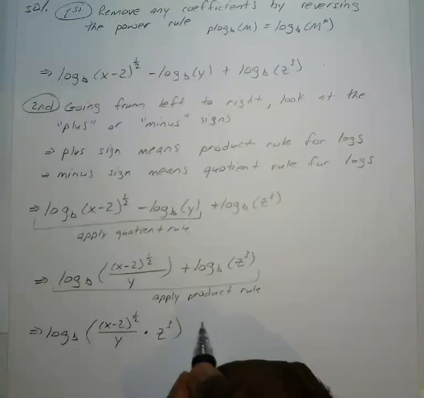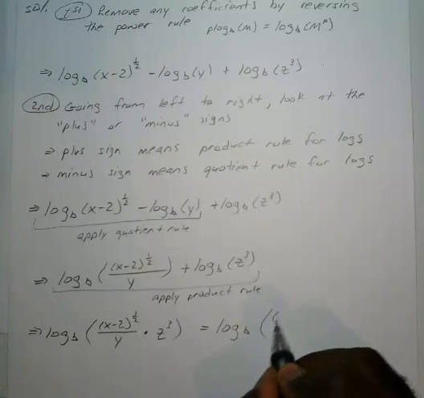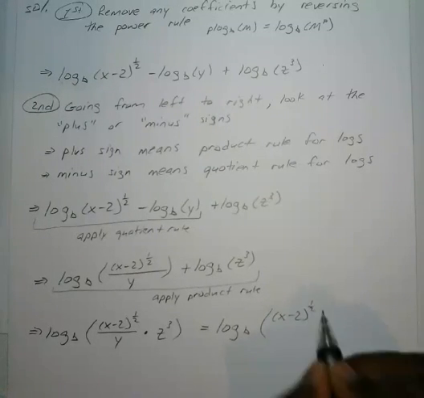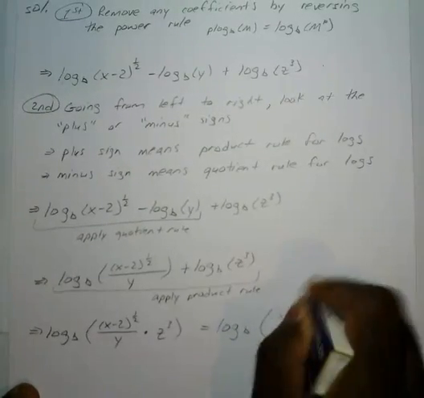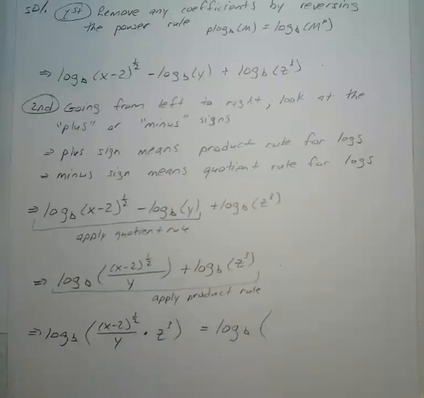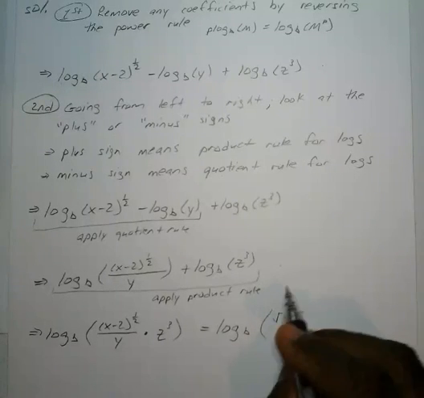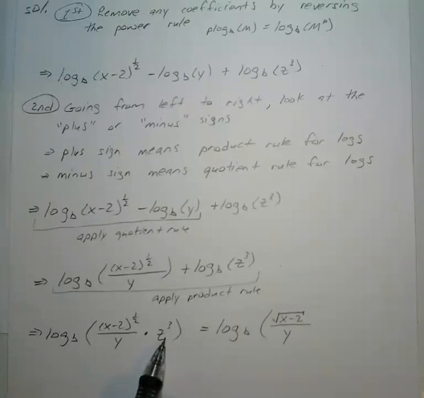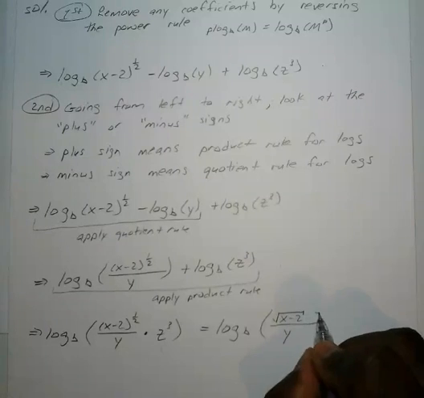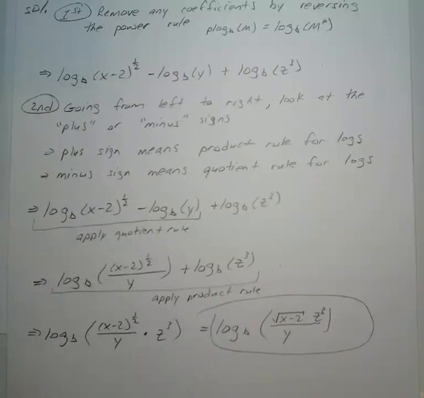Now to simplify that, you could just make it log base b of (x minus 2) to the 1/2 power, or if you wanted to, you could make it the square root of x minus 2. That's okay. So x minus 2 to the 1/2 power is just the square root of x minus 2. So you have the square root of x minus 2 over y times z to the 3rd. You can just put that in the numerator. And that would be your simplified one-term answer.